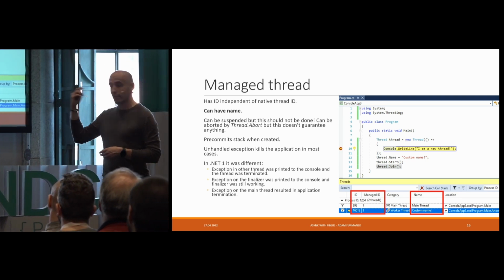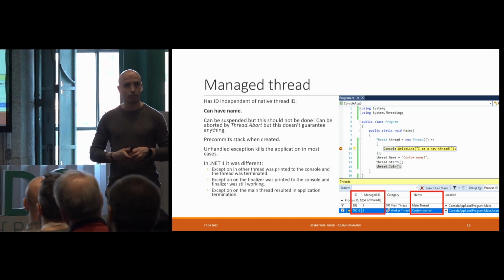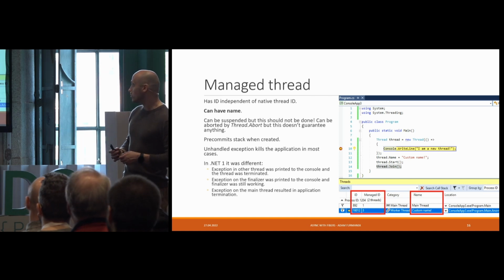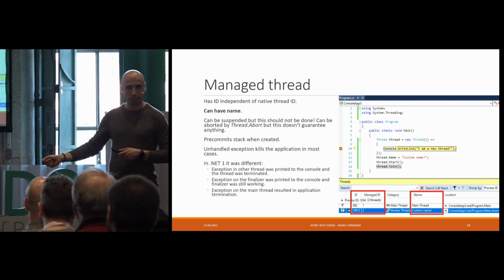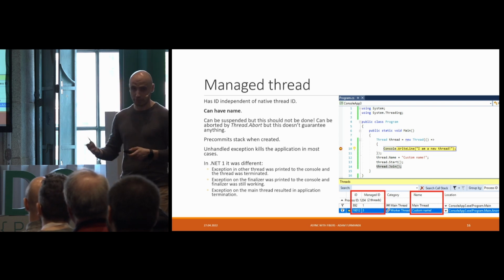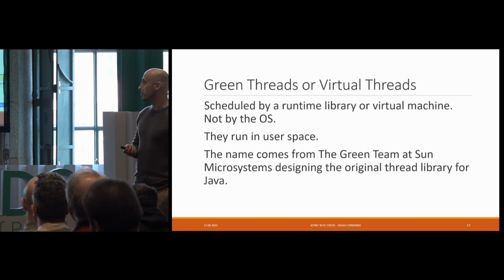Generally, it pre-commits the stack when a thread is created, meaning that whenever you create a new thread in .NET, it does allocate the memory for you. And also, if you have an unhandled exception on a thread, it kills your application. So generally, whenever you create a thread, always try-catch everything so your application doesn't die, give it a name, and then let it go. So this is what we have at the very bottom.